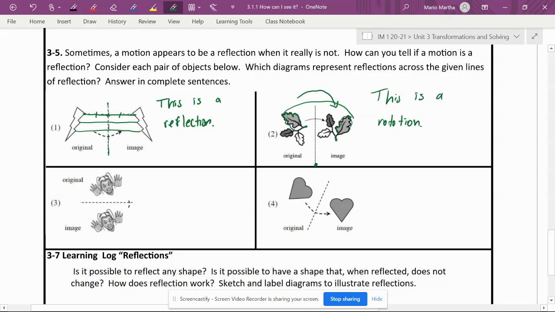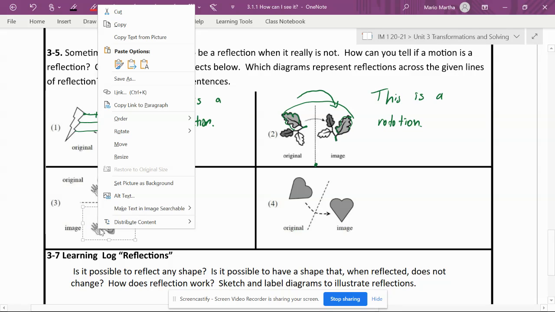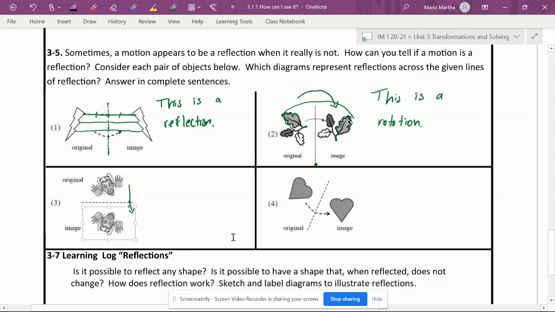All right. And then problem 3. So pretty much you have the same image here, right? Nothing changed. She just went straight down. So since nothing changed, it's not a reflection. If it would have been a reflection, then this would have been flipped over. It would have looked something like that. But in this case, it's not. So we would say this is more of a translation. That's the mathematical term for it. So this is a translation.